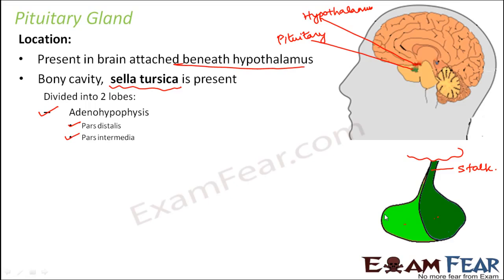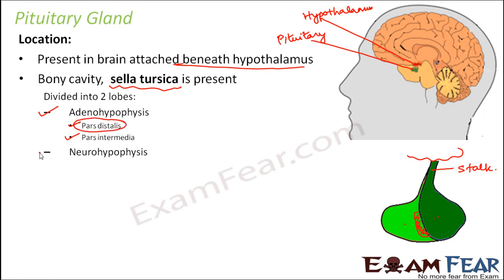Pars distalis means far away, distant. Intermedia means in between, intermediate. So somewhere here, you have a region called the pars intermedia. But this pars intermedia region is not very distinct in human beings. In human beings, pars intermedia and pars distalis are almost merged together. So in the human pituitary gland, you basically get to see two prominent lobes. One is the pars distalis, and what is the other one?